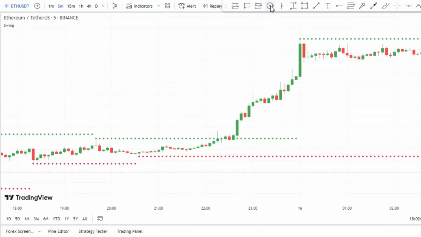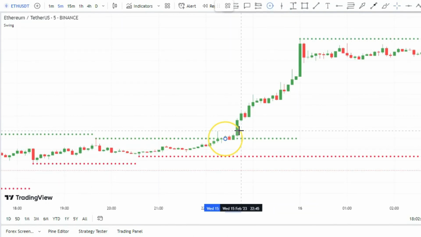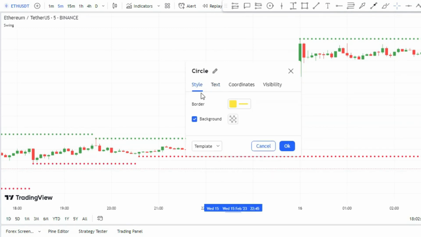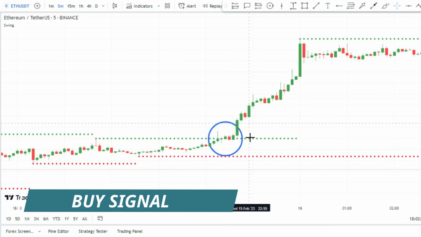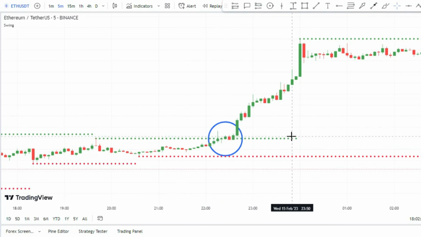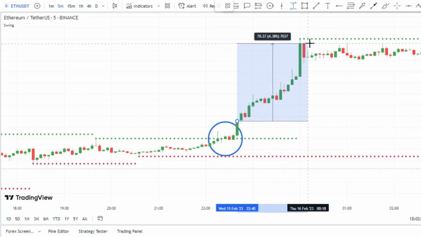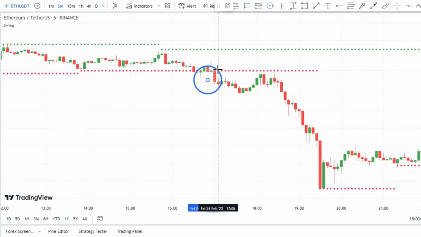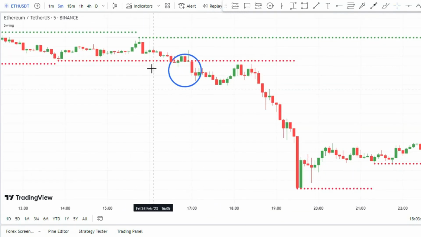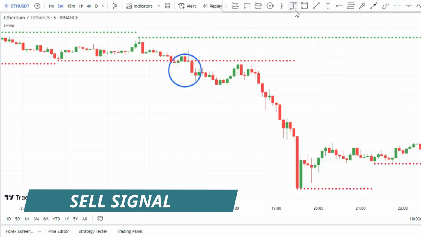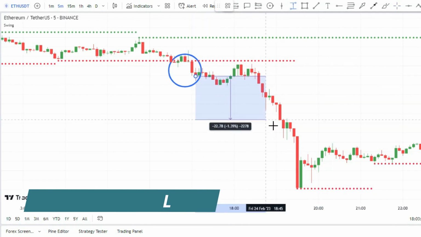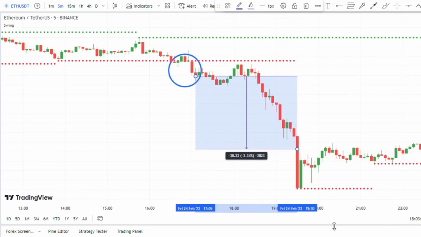So when the price action breaks out above the green dots, which represent the swing high, it is a strong indication of a buy signal. This breakout above the swing high can be a sign of an upward trend and an opportunity to go long on the asset. To identify a sell signal, we need to look for a break below the red dots that represent the swing low. This is an indication that the price is likely to continue its downward trend and traders may want to consider opening a short position.